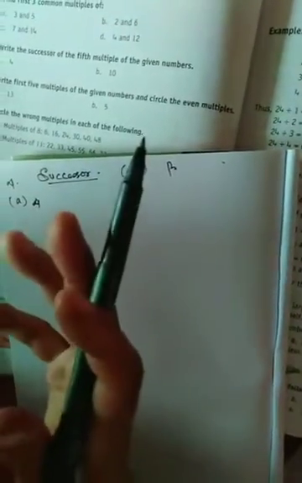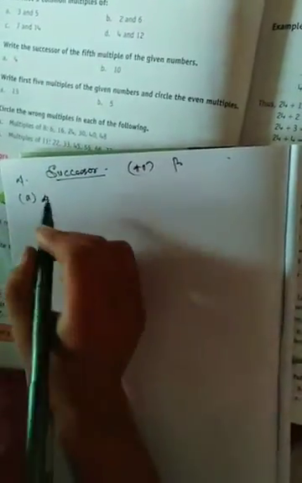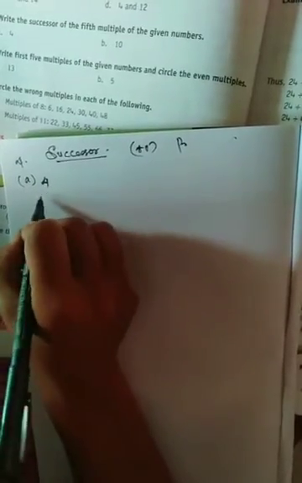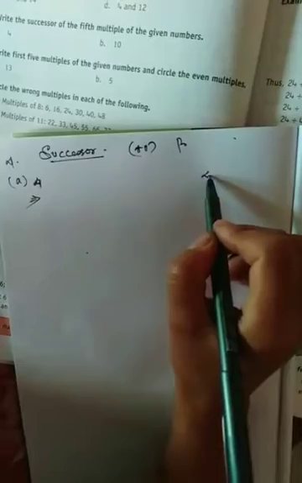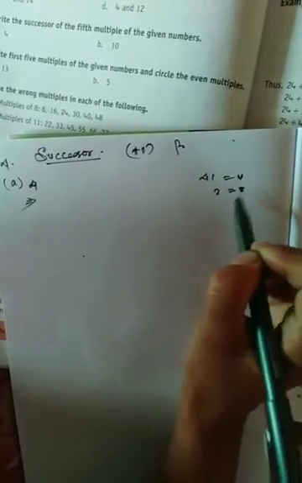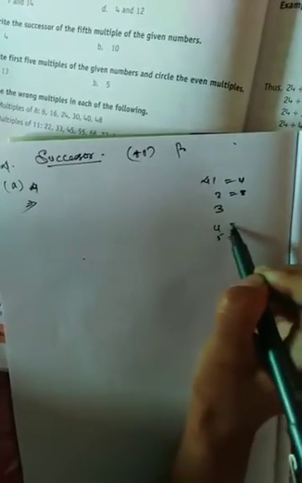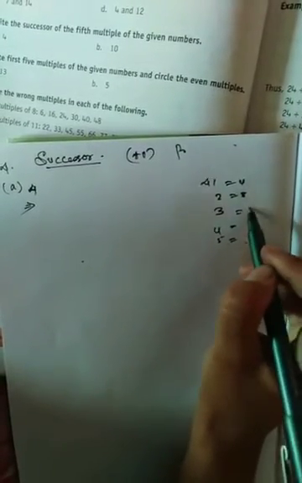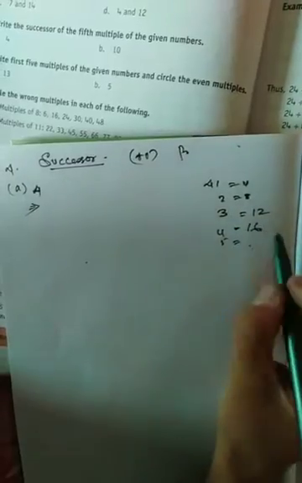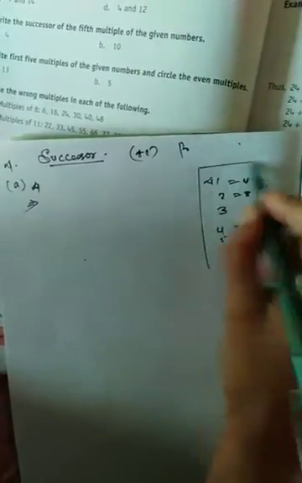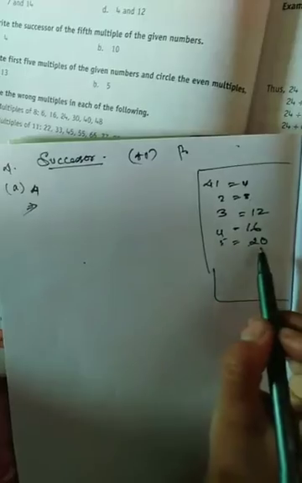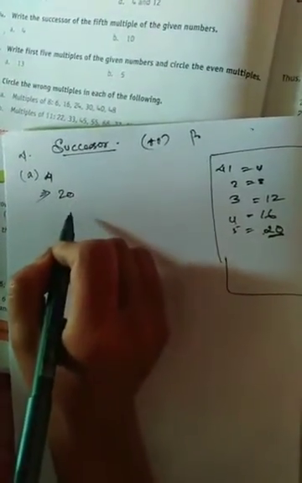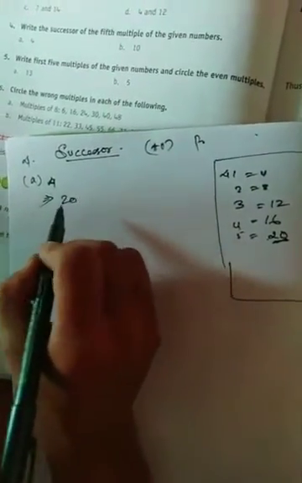So which is the fifth multiple? What will the fifth multiple of 4 be? How will we find it out? 4 ones are 4, 4 twos are 8, 4 threes are 12, 4 fours are 16, 4 fives are 20. This is our rough work. So the fifth multiple of 4 will be 20, right? So what will the successor be?